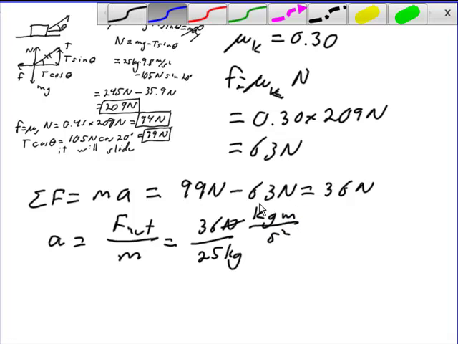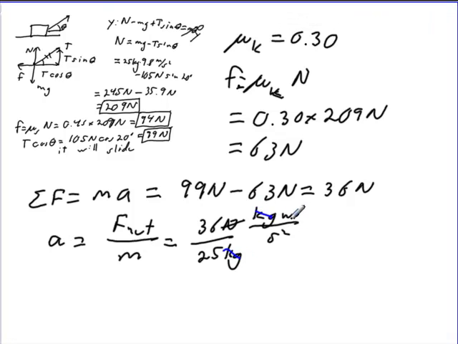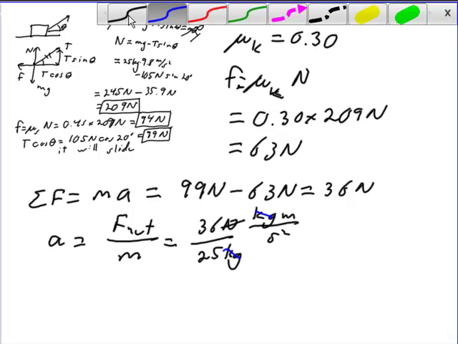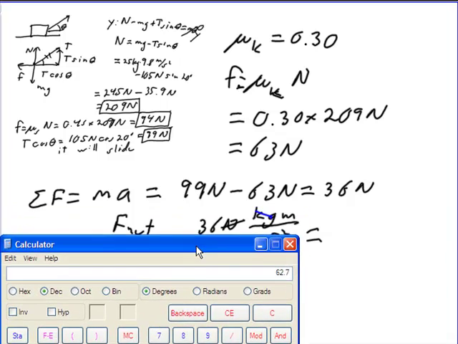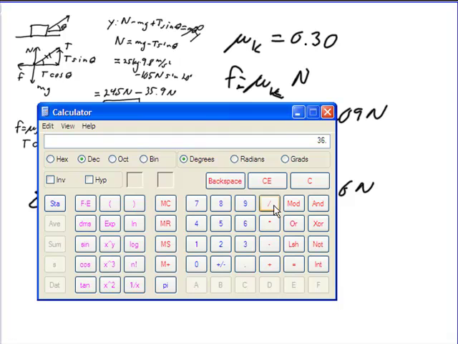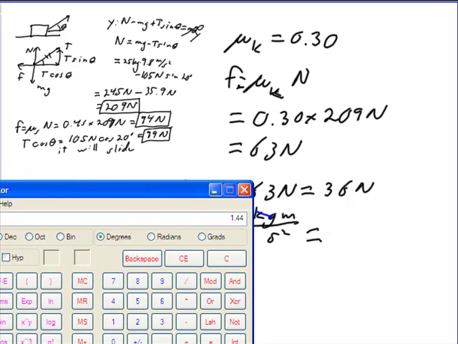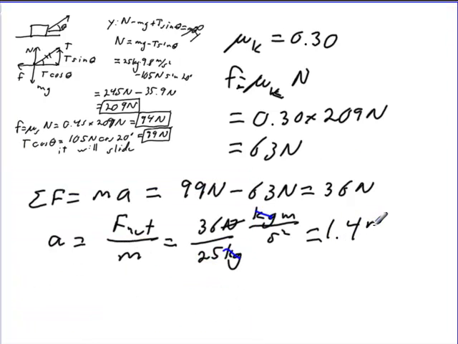Notice kilograms cancel, leaving me with meters per second squared, appropriate acceleration units. And this is going to be about 1.5. But let's pull out the calculator. And we have 36 divided by 25 is 1.4 meters per second squared. I've essentially lost some significant figures in the subtracting here, so I think that's about the right number.